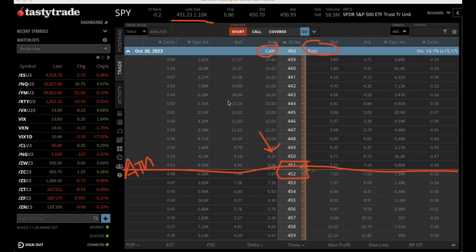Above the at the money area on the call side is what is considered the in the money area, the ITM. Below it is the out of the money area, the OTM, and then on the put side, it's the opposite. This is the OTM area, the out of the money, and then this is the in the money area on the put side. So it's super important that you understand the at the money, the in the money, and out of the money, because this is how you determine your obligations and your rights.